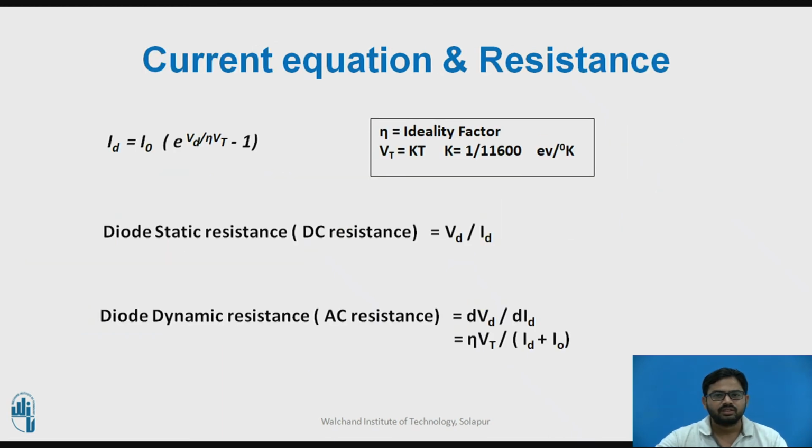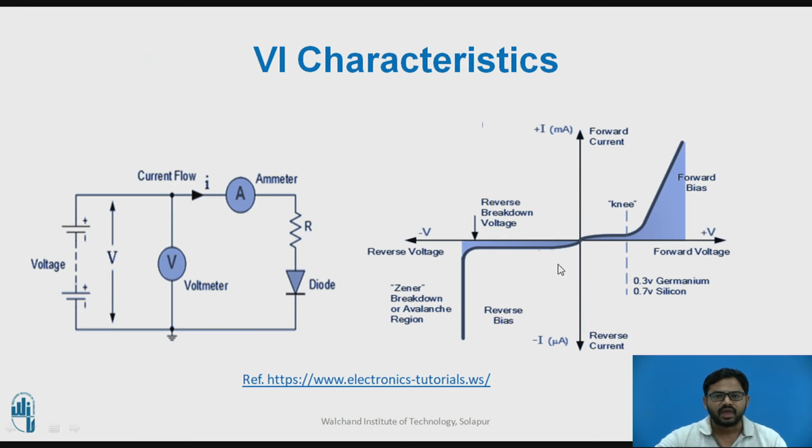So, the current equation and the resistance. In the diode equation, the current can be given by ID equal to, where I0 is the reverse saturation current, VD is the voltage across the diode, and eta is the ideality factor. The ideality factor for silicon is 2, and for germanium it is 1. VT is the temperature equivalent voltage, and it is given by kT, where k is the Boltzmann constant, 1 upon 11,600 electron volt per degree Kelvin. This equation is actually the model of this VI characteristics.